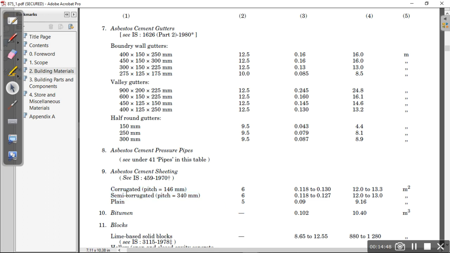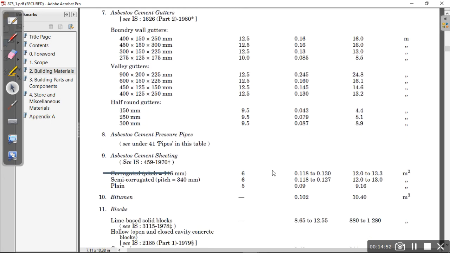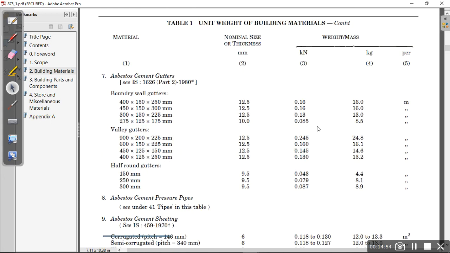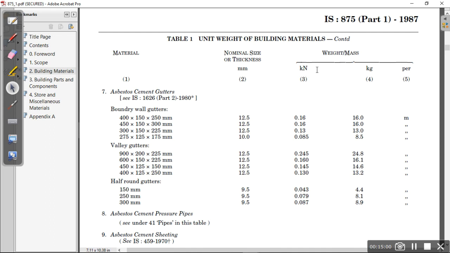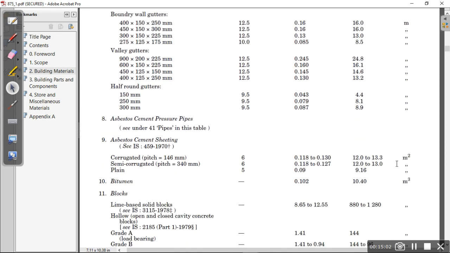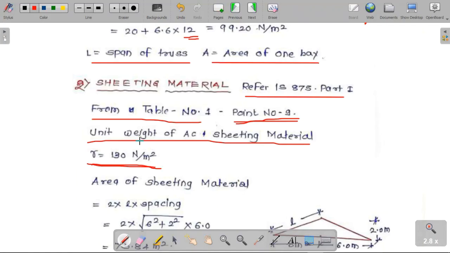So we are trying to assume the corrugated with 6 mm thickness, and the unit weight of that is varying between 0.1182 to 0.130, and the unit here is kilonewton per meter square. So 130 Newton or 0.130 kilonewton per meter square. So that is what we have done here. It is 130 Newton per meter square, which is the unit weight of the sheeting material.